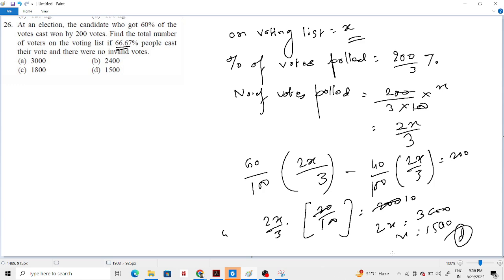Total is 1500, because we took on the voting list there are X number of people. I'm asking that the number of votes polled is equal to 200 by 3 into 100 into x. That is 200 by 3% of x. X is the number of people on the voting list, but the number of votes polled were 200 by 3% of X. Understood.